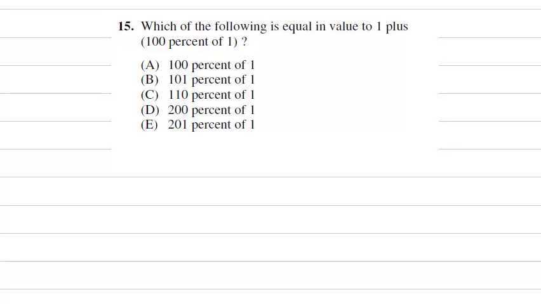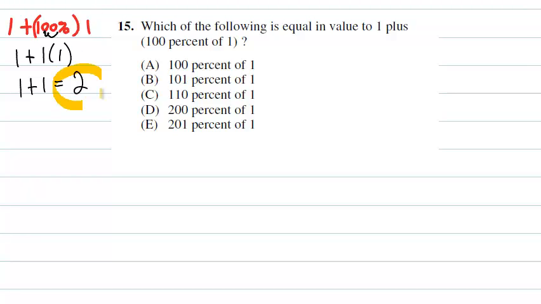Here's a problem from College Board's 2002 test. Which of the following is equal in value to 1 plus 100% of 1? The first thing they're asking us for is 1 plus 100% of 1. And if I'm going to multiply these two, I need to move the decimal 2 spaces to the left. So that's 1 plus 1 times 1, 1 plus 1, which is 2. So the thing we're looking for is 2.